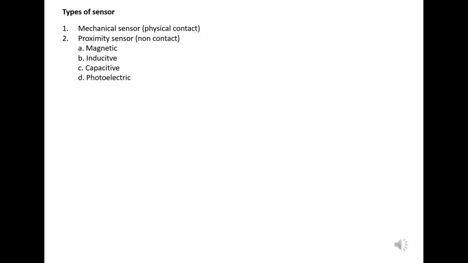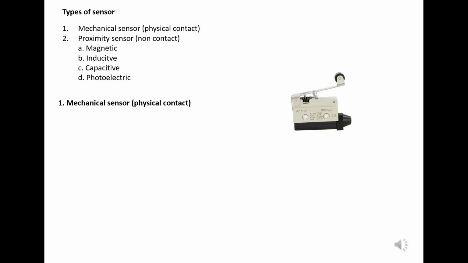Sensor ini boleh dibahagikan kepada dua jenis. Dua jenis yang utama iaitu mechanical sensor dan proximity sensor. Untuk mechanical sensor ni maksudnya ada pergerakan mechanical pada sensor, dan sensor jenis ini melibatkan sentuhan, kontak antara objek dan sensor. Manakala jenis yang kedua, jenis proximity, tiada pergerakan mekanikal pada sensor dan tidak melibatkan sentuhan antara objek dan sensor. Non-contact, tiada sentuhan.